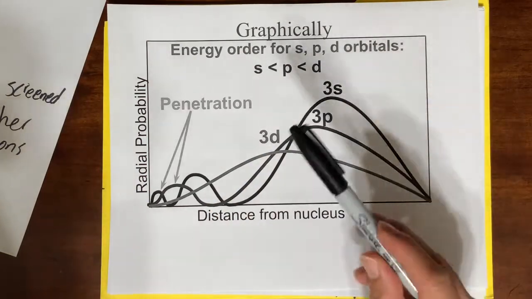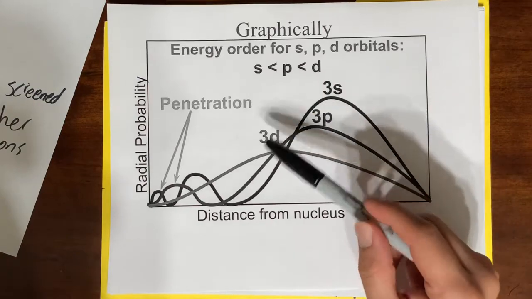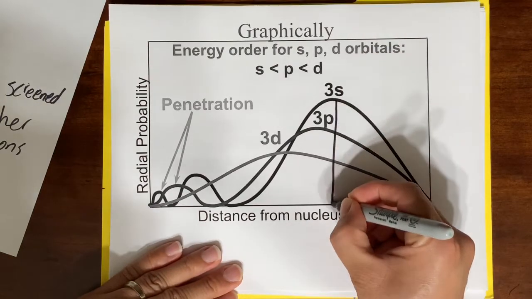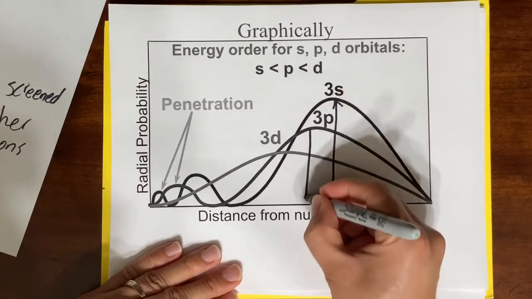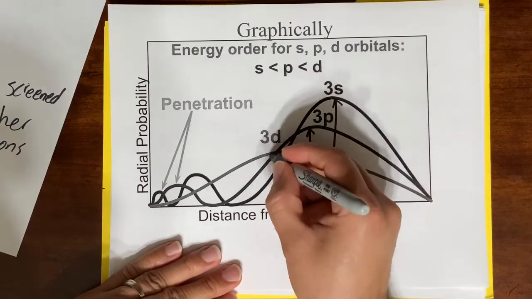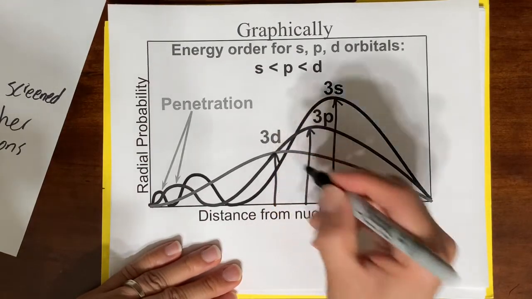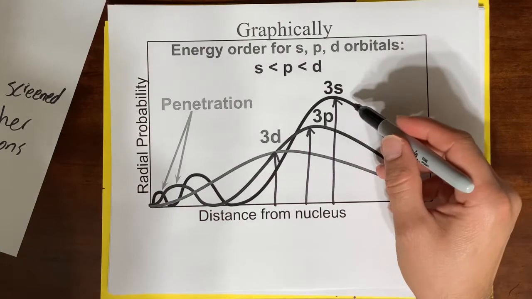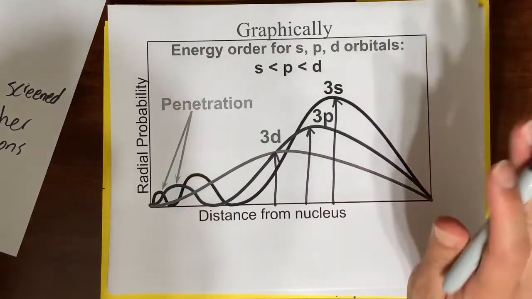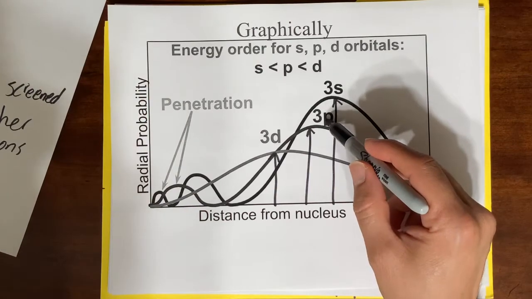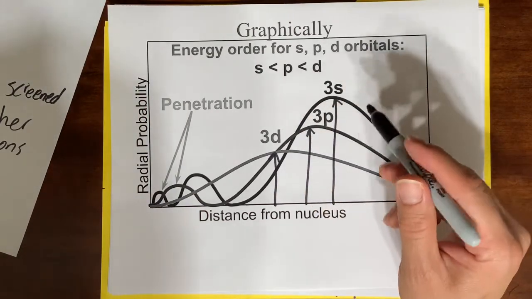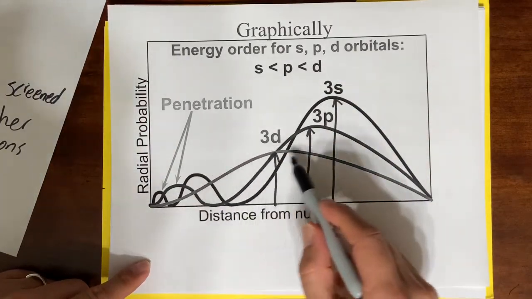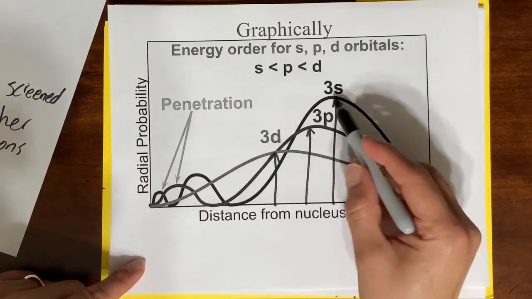We have three orbitals, 3s, 3p, and 3d. And if you draw the radial distribution graph for them, you see the maximum points of 3s here, 3p, and that's 3d. Based on the maximum point, you expect that 3s will be the highest energy. The expected order says 3s will be higher than 3p, and 3p higher than 3d. But the only orbital that does not have penetration is the 3d.